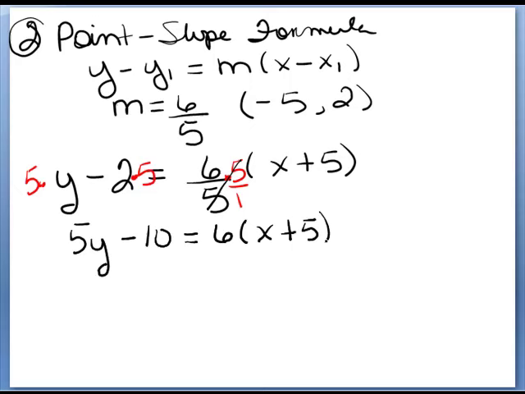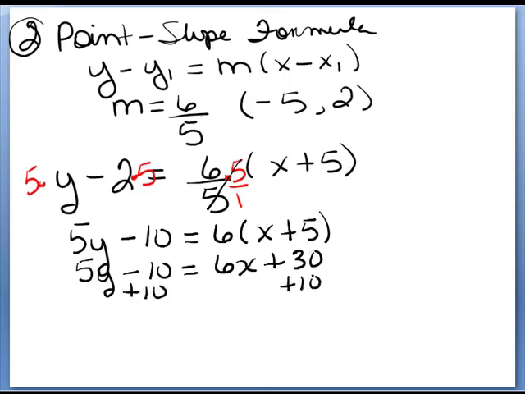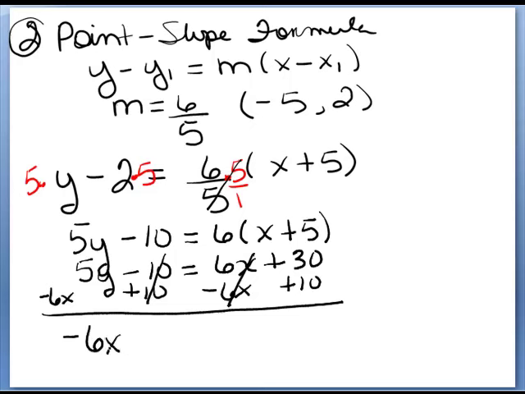So we're that much closer to writing our equation in standard form. So let's distribute the 6. We have 5y minus 10 is equal to 6x plus 6 times 5, which is 30. So next, we're going to add 10 to both sides, subtract 6x from both sides. We're doing a 2-in-1 method here. So now we have -6x plus 5y is equal to 40.